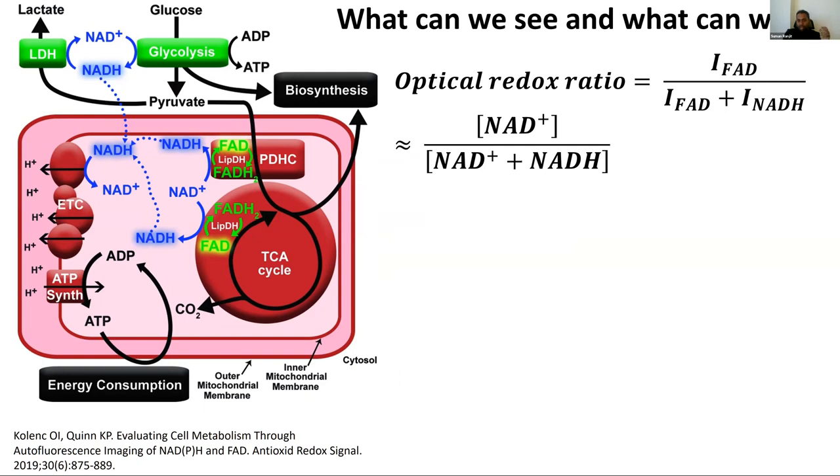And the idea there is this sort of ratio is correlated to NAD plus and NADH, so the NAD plus to total NAD ratio, and that's known to be a marker for the metabolic changes. So if we can correlate that.